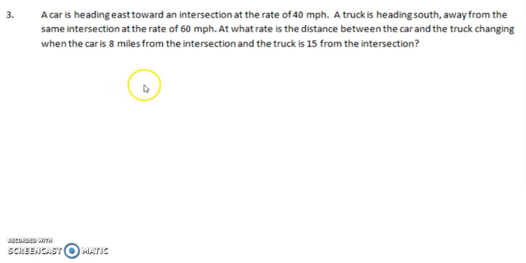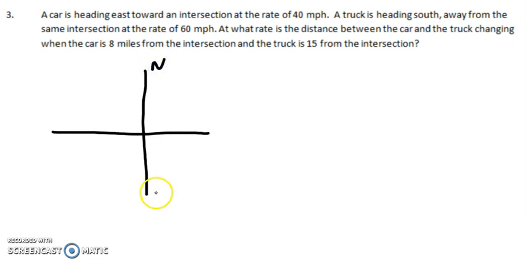So I'm going to help myself and make a coordinate plane and think about this in terms of north, south, east, and west, because it's talking about a car heading east, and then it's also talking about a truck heading south. Okay, so I'm going to start at this, right? Here's our intersection. The car is heading east towards the intersection. So if they're heading east towards it, they're out here somewhere going in this direction. I'm going to put a C there for car.